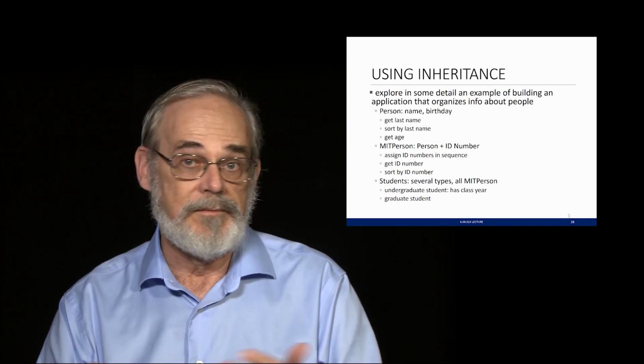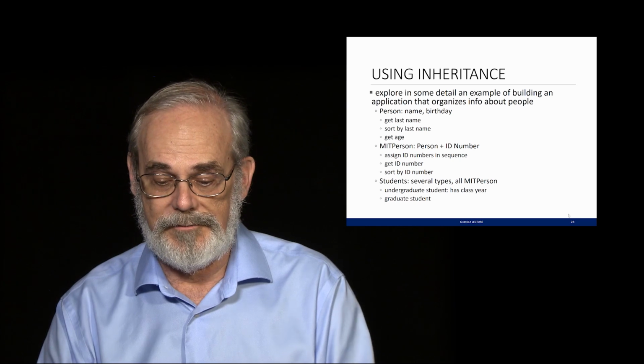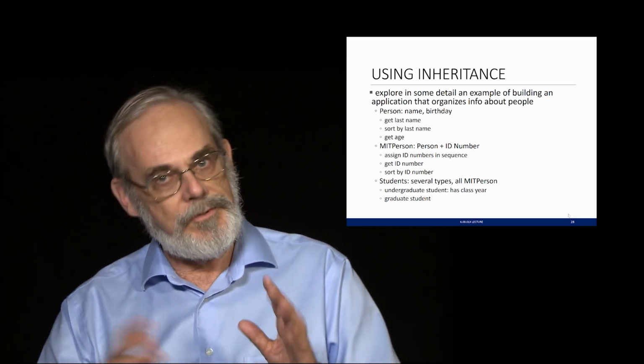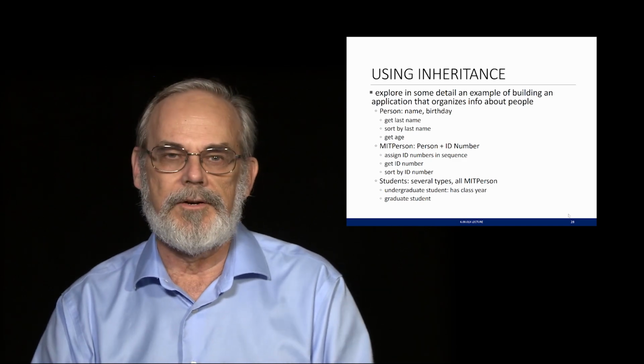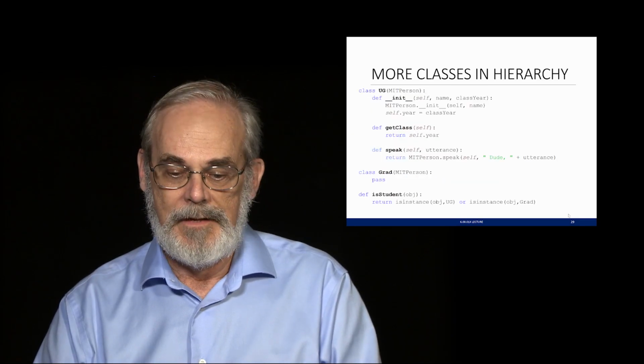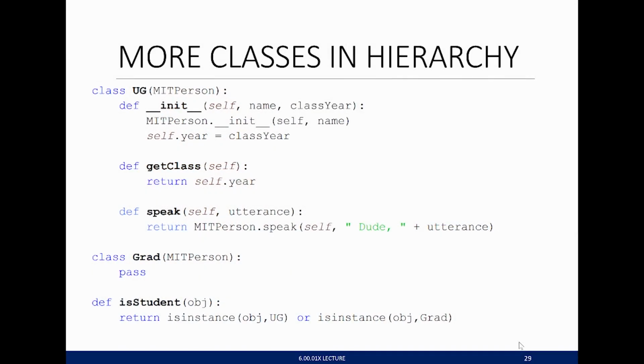So let's add in different kinds of MIT people. We have students. They're all MIT people, but they come in different flavors. We have undergraduates who have a class year. We have graduate students who don't have a class year because we can't tell how long it's going to take them to finish up their PhD. Let's add those in. So I can extend my class again.